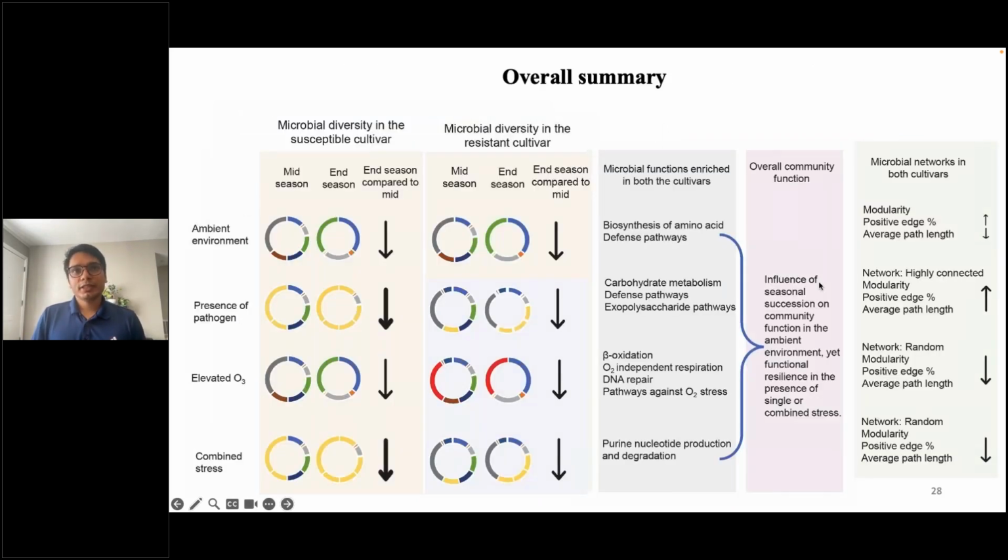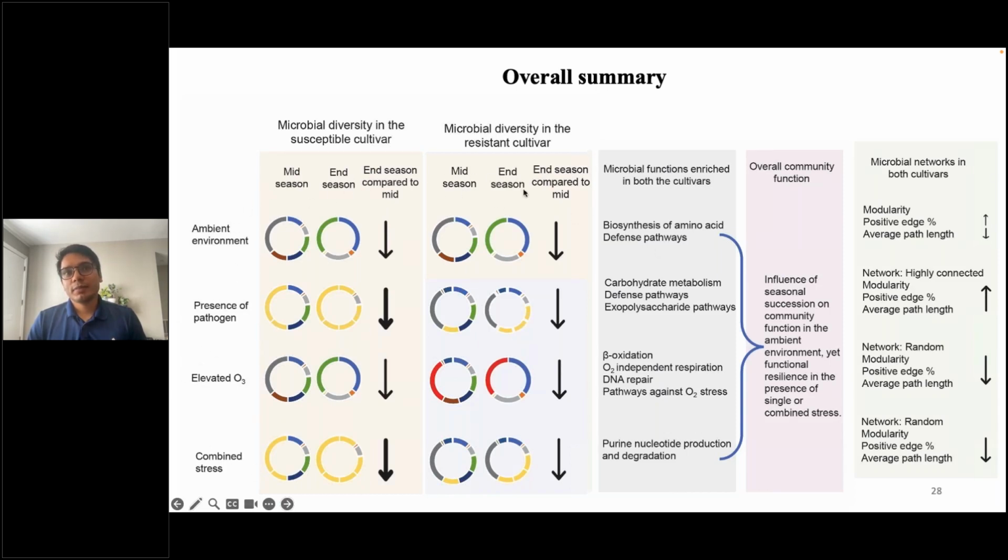So to summarize my overall talk, we saw, talking about the taxonomic assignment of the microbial communities, distinct microbial communities that are affected by the presence of pathogen, elevated ozone, or the combined stress in these two cultivars.